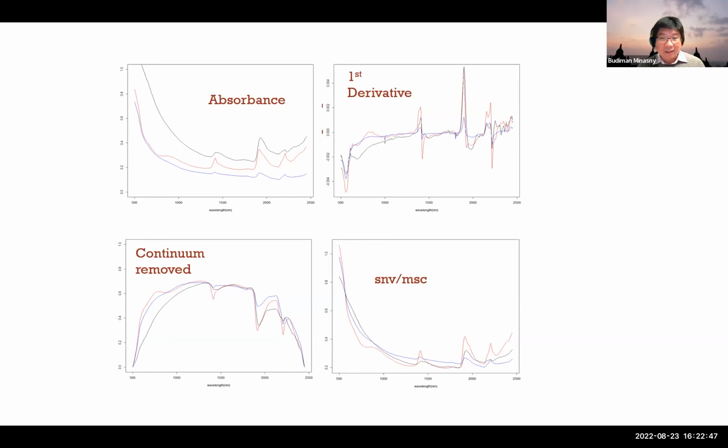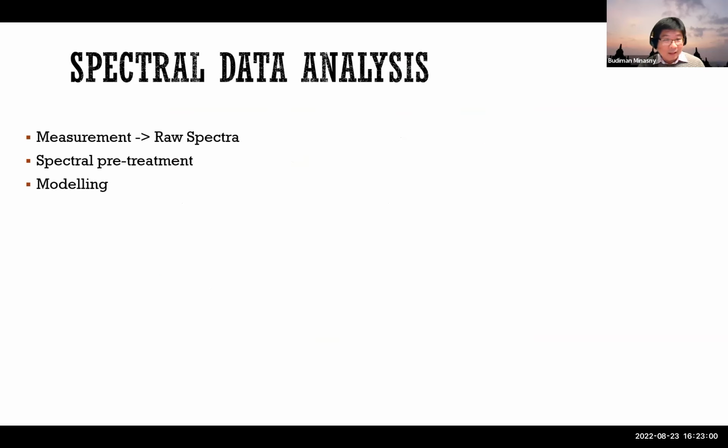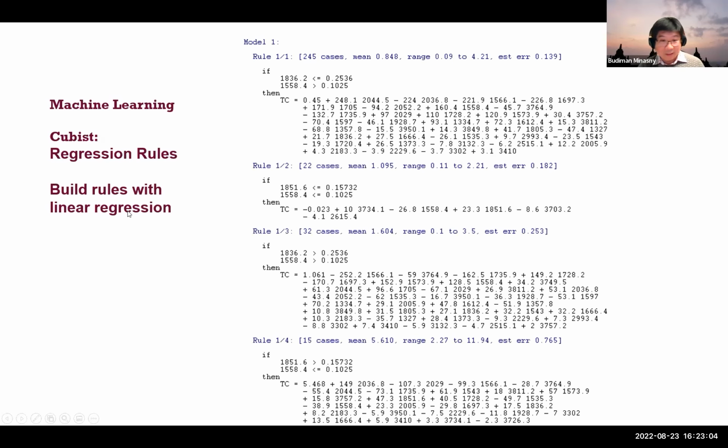So as I say, you can also do a first derivative or second derivative, or sometimes people want to enhance the peak, so they look at a particular peak and then enhance it. Then you treat the spectra, and then you do modeling. One particular modeling tool that we found useful is what we call regression rules. It's a method called Cubist.